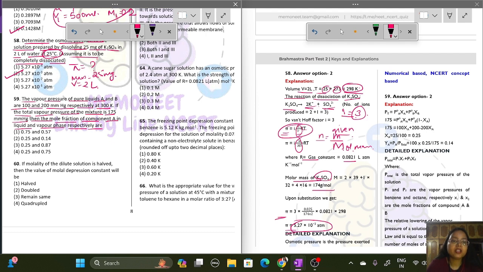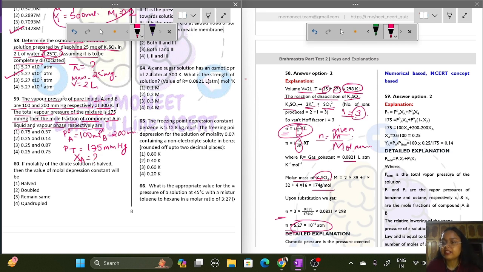The vapor pressure of pure liquids A and B is given. It is 100 and 200, which means P naught A is given as 100 and P naught B is given as 200 mmHg. Now, the total vapor pressure of the mixture, which means PT, is given as 175 mmHg. Then we have to calculate the mole fraction of component A in the liquid and the vapor phase.